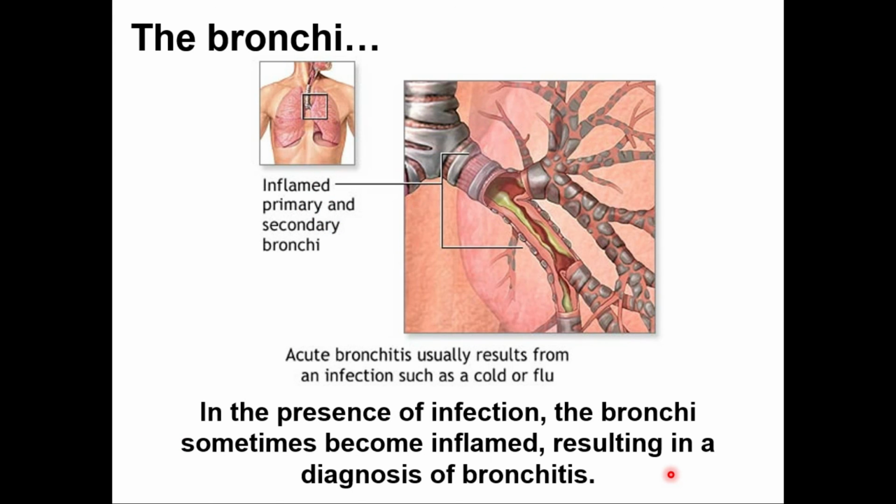Pathogens, white cells, and immune proteins present during an infection may cause the air sacs to become inflamed and filled with fluid. This is characteristic of pneumonia, as we can see here some infection and inflamed primary and secondary bronchi. This is also known as acute bronchitis that usually results from infections such as cold or flu. So in the presence of infection, the bronchi sometimes become inflamed. It is important to know that this is also characteristic of pneumonia, and if both lungs are involved in the inflammation, it is termed double pneumonia.